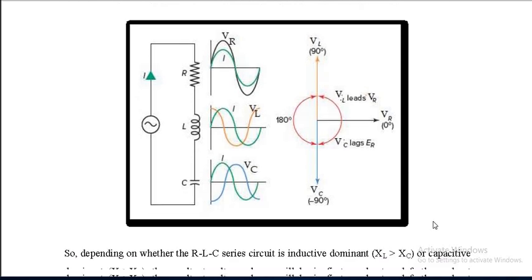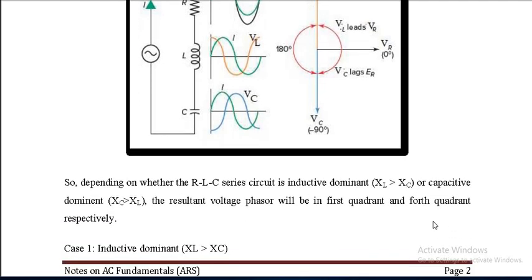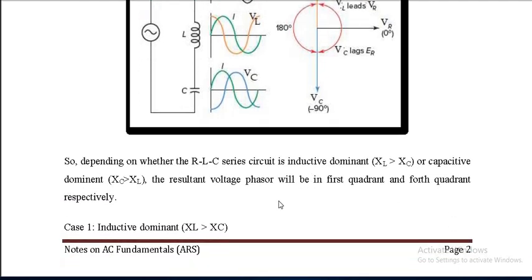The answer depends on whether the RLC series circuit is an inductive dominant circuit or a capacitive dominant circuit. If it is an inductive dominant circuit, the voltage triangle will be similar to what you get in the RL series circuit. If it is a capacitive dominant circuit, you will get a voltage triangle very much similar to the RC series circuit. Let us consider one case at a time. The very first case is when it is inductive dominant, that is when XL is greater than XC.